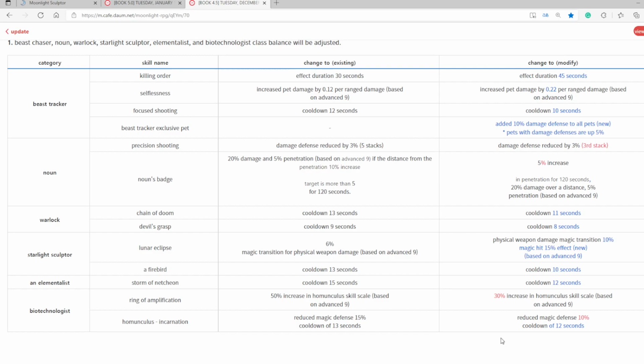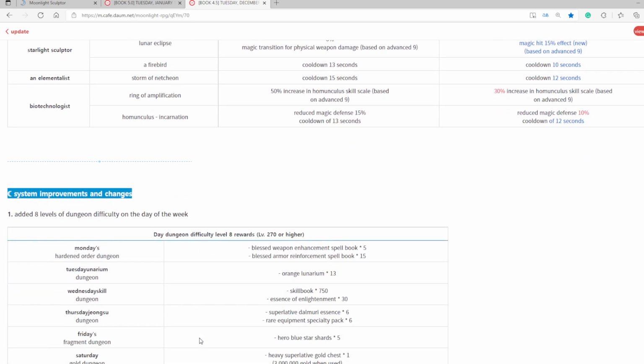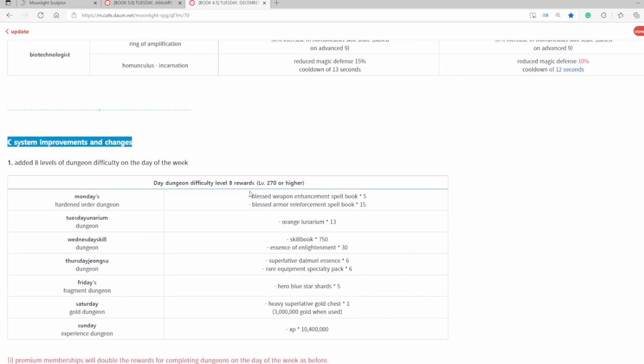So I will pause here for a while and take a look at this one. Of course, the naming will be a bit different because it's a direct translation, but I guess you would get some idea of it. And other than that, of course, the level 7 daily dungeon is added in, and you could have different items there for level 270 and above.